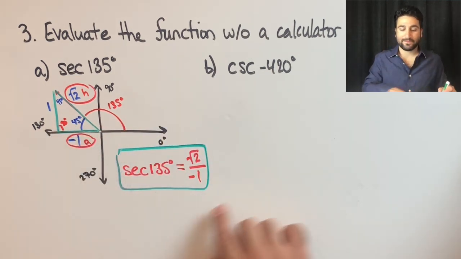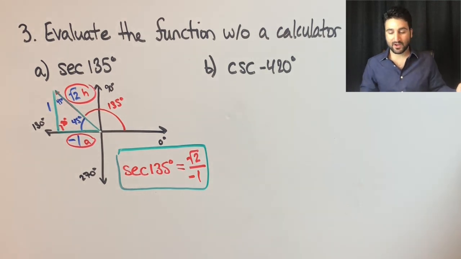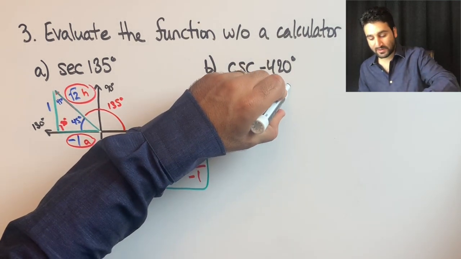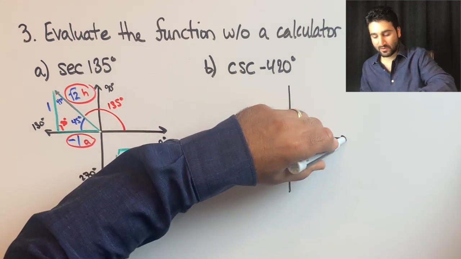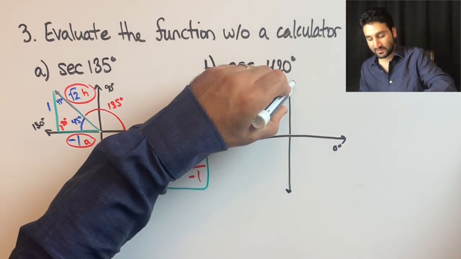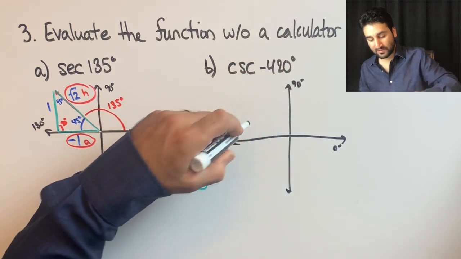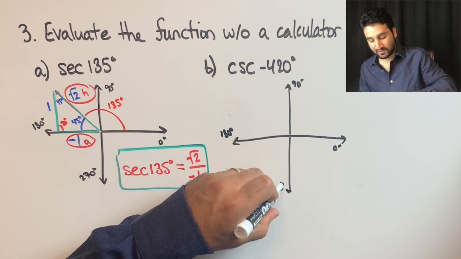Let's go ahead and do this second one, cosecant of negative 420 degrees. So we're going to start out doing the exact same thing with drawing our axis. This will be 0 degrees, this will be 90 degrees, this will be 180 degrees, and this will be 270 degrees.